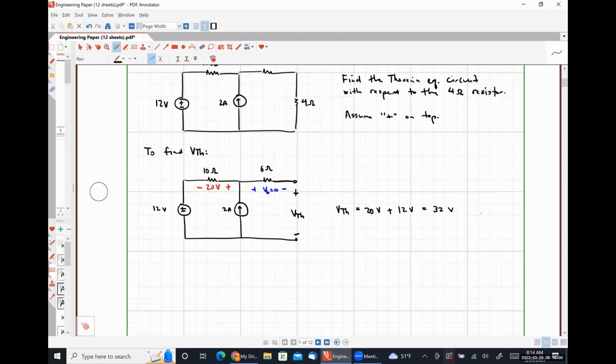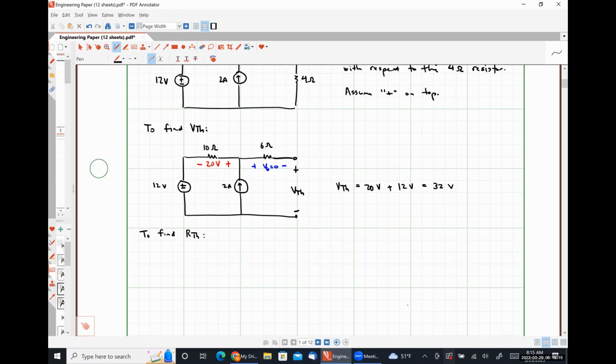So now we're going to find R Thevenin. So to find R Thevenin, we are going to redraw our original circuit. I'm going to make some modifications, so maybe don't draw it just yet. My 4 ohm resistor still needs to be gone because I'm looking in through those terminals.